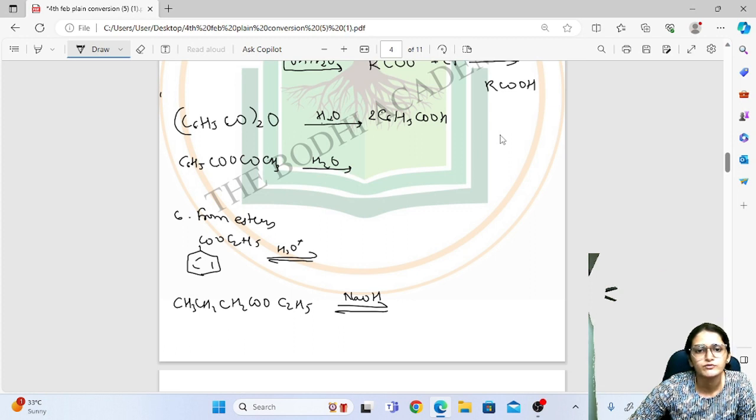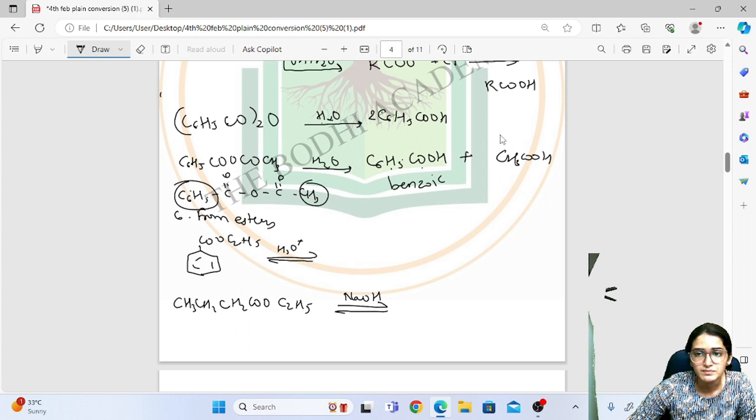But if we take different alkyl groups, say C6H5, now the structure will be C6H5 C double bond O O, then C double bond O CH3. Now this is a structure, and here we can see there are two different alkyl groups, so we are going to get two different carboxylic acids over here, that is C6H5COOH plus CH3COOH, benzoic acid plus ethanoic acid. These are the two acids that we get using this anhydride.